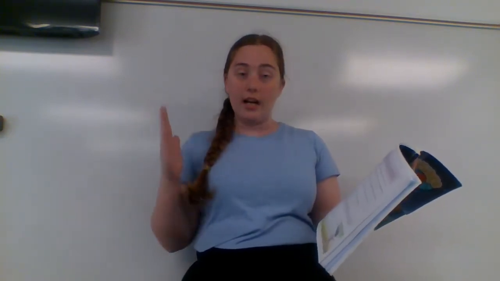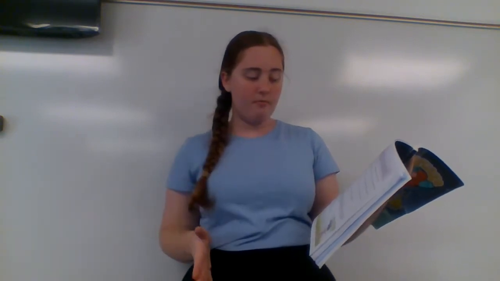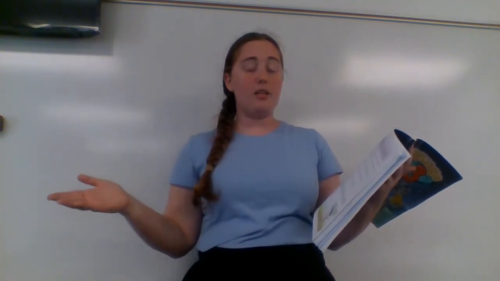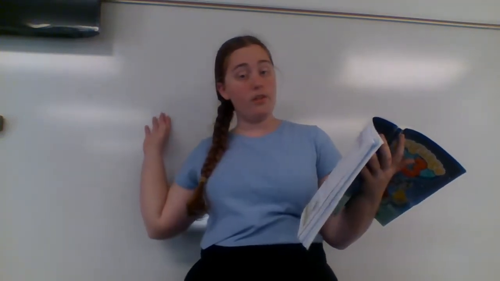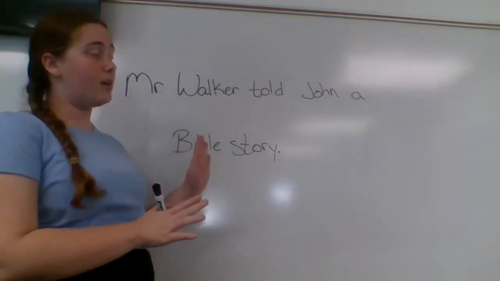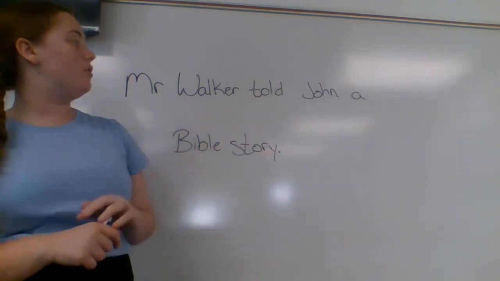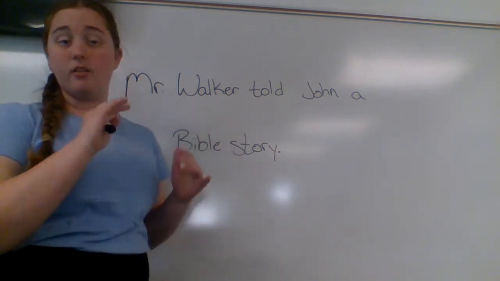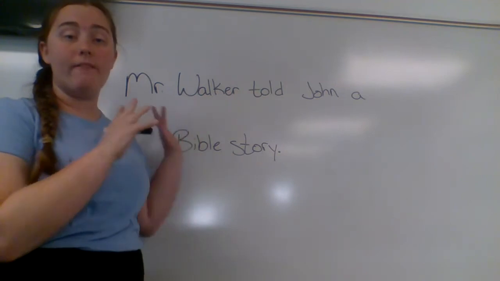And then remember B, we're marking up these sentences. So we're drawing a line between my subject and predicate. We're underlining the verb twice and the subject once. We're circling our adverbs and drawing an arrow to the verb that it describes. So I'll do number 1 with you, and then I want you to do number 3 and 5 on your own for this page. So my sentence for number 1, Mr. Walker told John a Bible story. That's my first sentence, and again, you have to do 3 and 5 when I'm finished with this one.